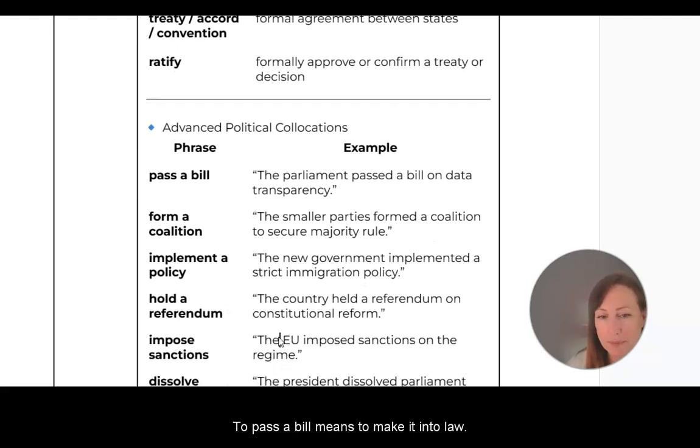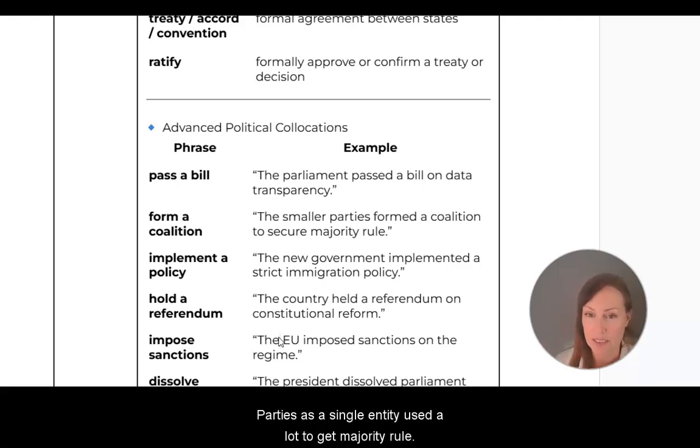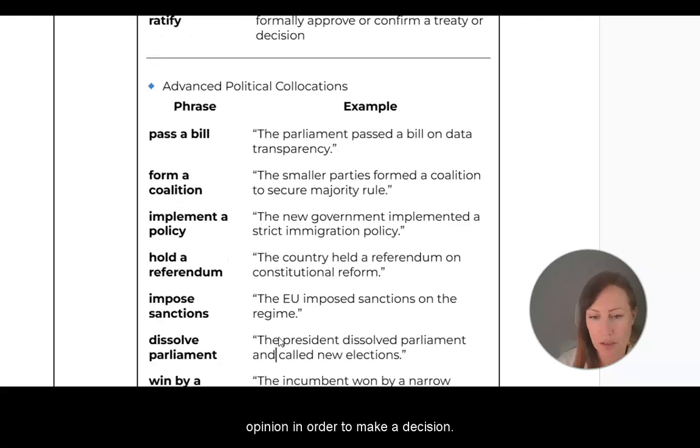To pass a bill means to make it into law. To form a coalition is that some parties get together to form a group of parties as a single entity. Used a lot to get majority rule. To implement a policy is to put a policy into effect, to make it happen. To hold a referendum is to ask the people for their opinion in order to make a decision.